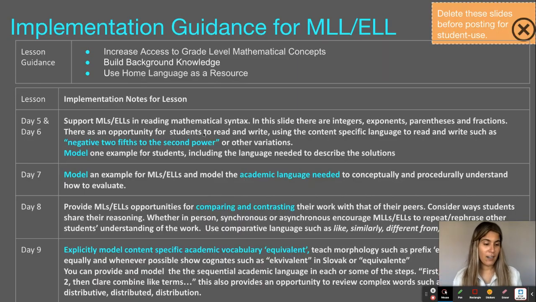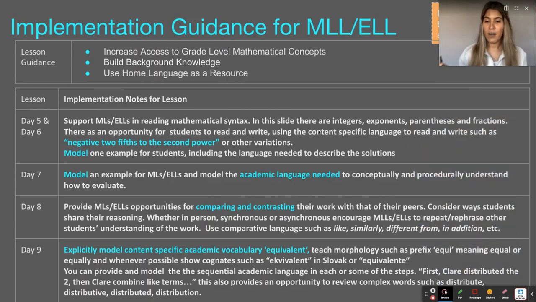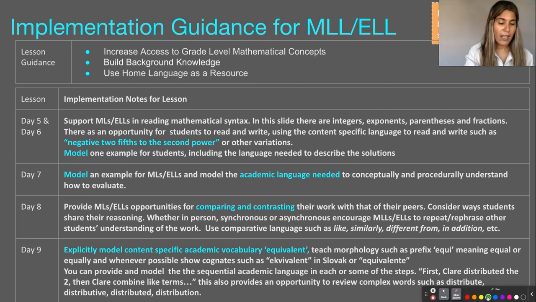So at the beginning of every lesson, you have the instructions and the guidance. In slides 10 and 11, you usually have the implementation guidance for multilingual learners. So I have put this all into a single slide where you have the implementation for days 5, 6, 7, 8, and 9. Key things in day 5 and 6, it says -2/5 to second power. So stressing the language: what does it mean for something to be to second power? Making that connection between powers and exponents.